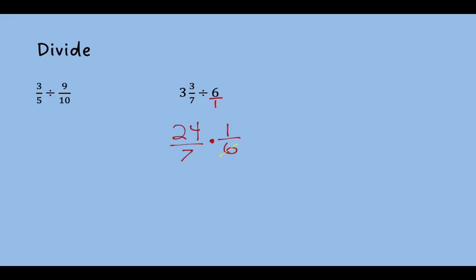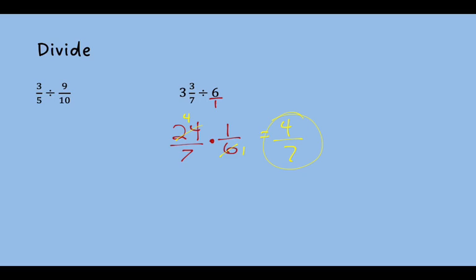All right, so we're going to do this. 6 goes into 24 how many times? 4. And the answer is this, multiply these two, 4 times 1 is 4, and then these two are 7. 4 sevenths. Did I go too fast? No. That was pretty fast. Ben, did I go too fast? I think I did. So slow me down.